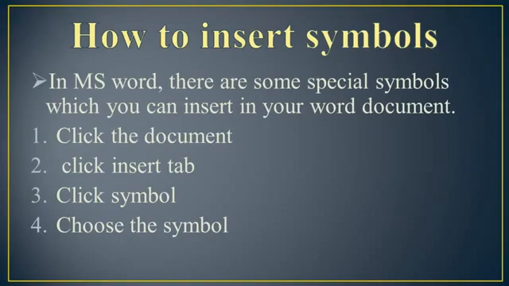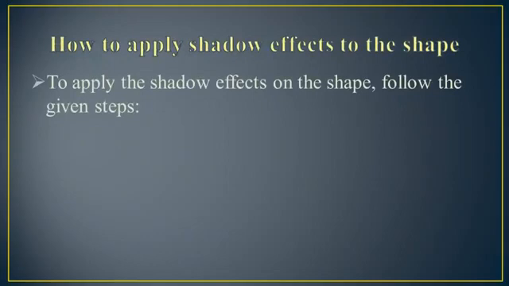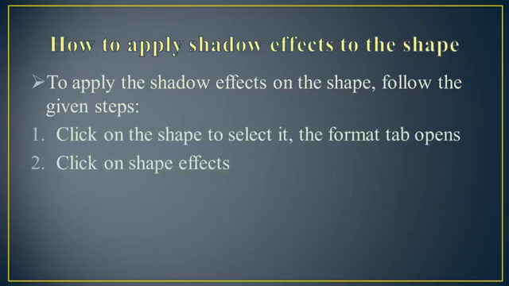Next one is how to apply shadow effect to the shape. To apply the shadow effect on the shape, follow the given steps. First of all, click on the shape to select it. The Format tab opens. Second one is click on shape effects, and the last one is choose the style. When you choose the style, then you apply the shadow effect on the shape.